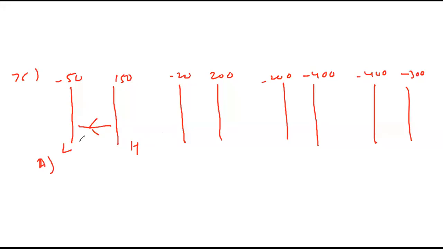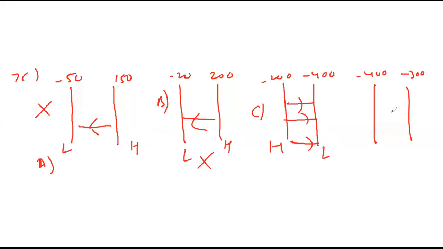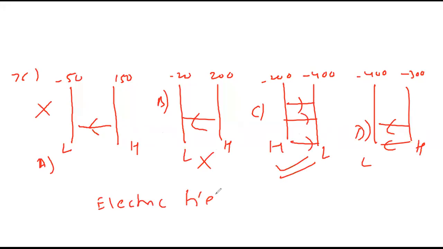Correct? Yes, sir. So this is not our answer, because they want the direction pointing rightward. This is pointing leftward. This is high, this is low. Again it is pointing leftward. B is also not our option. C, minus 200 is high as compared to minus 400, so the direction will be high to low. This is high and this is low. This is the direction. So which is the correct option? This one, na? Yes, sir. Because electric field is from high to low.